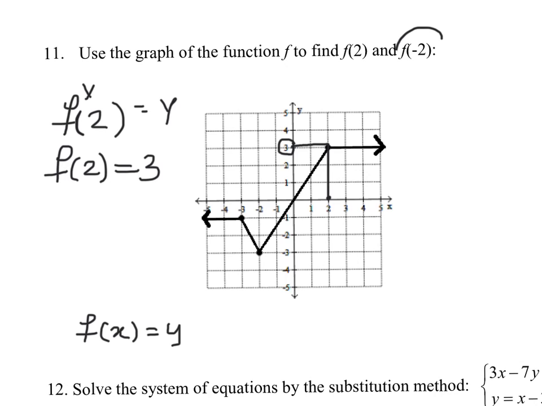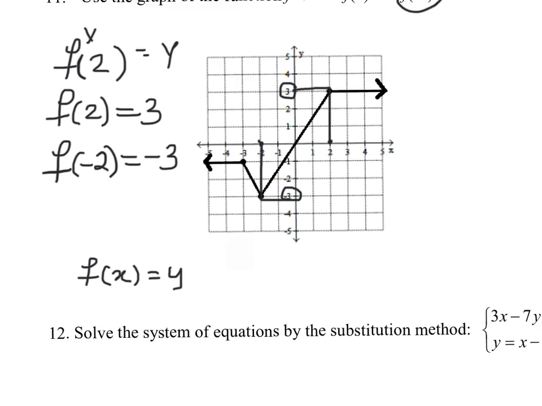They asked me to find f of -2 as well. So where is my -2? My x is -2. I go all the way to the graph. What's my respective y value? -3. So f of -2 is equal to -3. All right, let's move on to the next one.